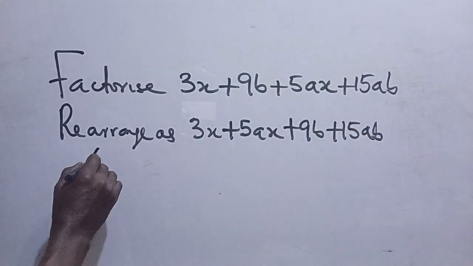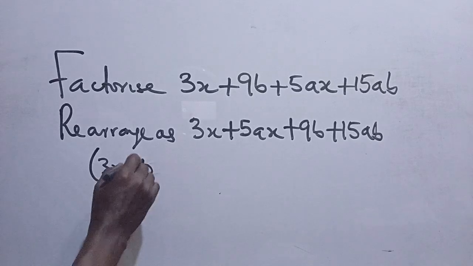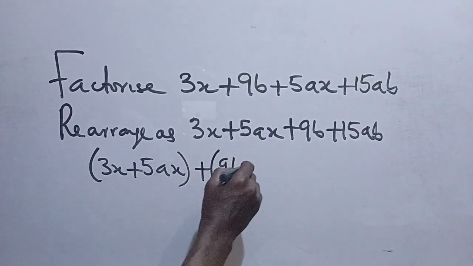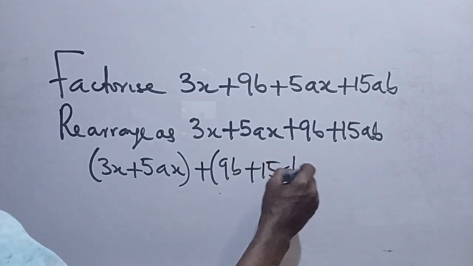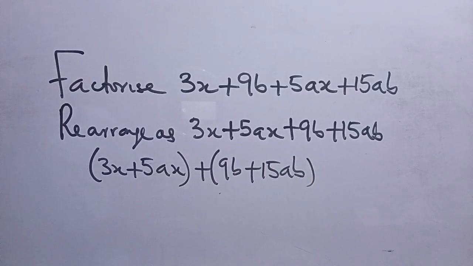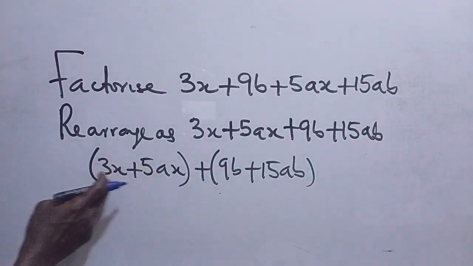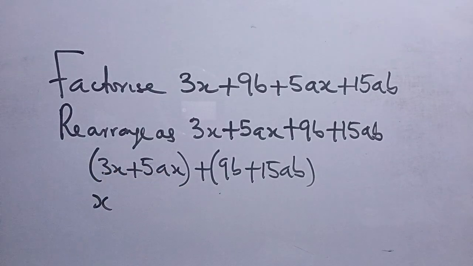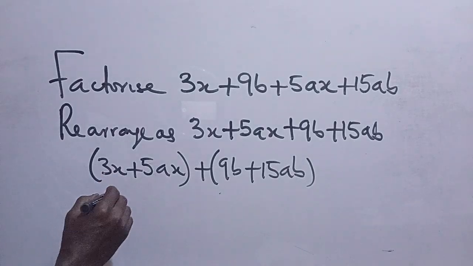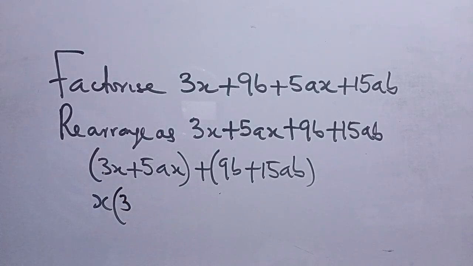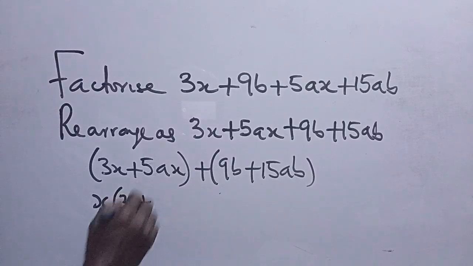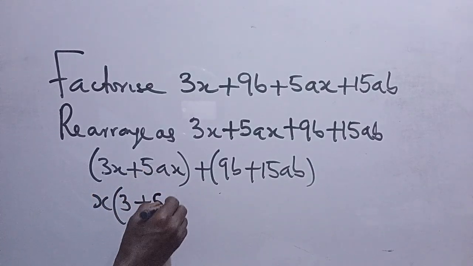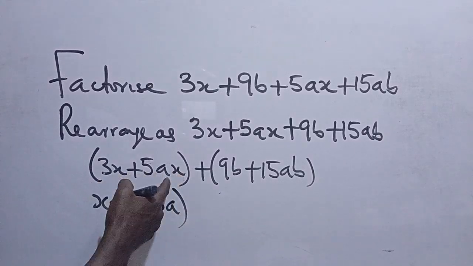That is, we have 3x plus 5ax, now plus 9b plus 15ab. Now to do the pairing, what next? Now, what is common here? You have x is common. Okay, if x is common, divide 3x by x, you have what? You'll be having 3 left. Then plus, divide 5ax by x, you're having what? 5a left. That is when x cancels x, you have 5a.